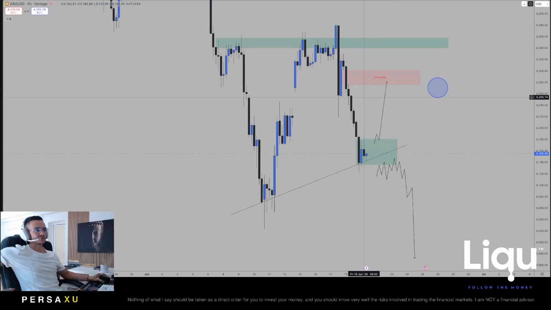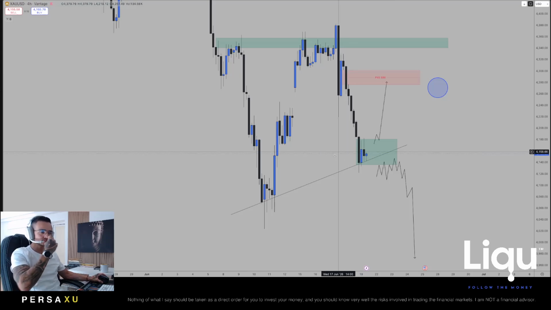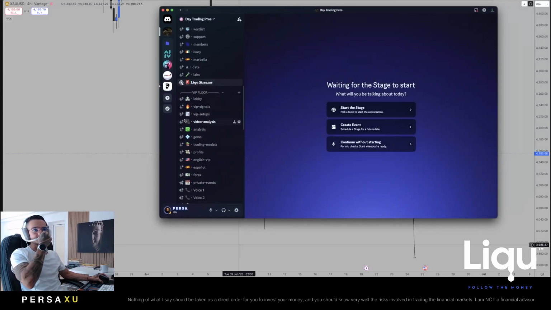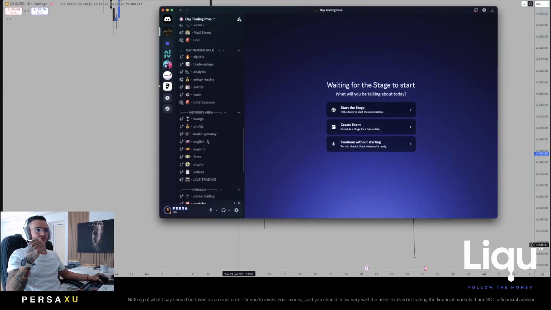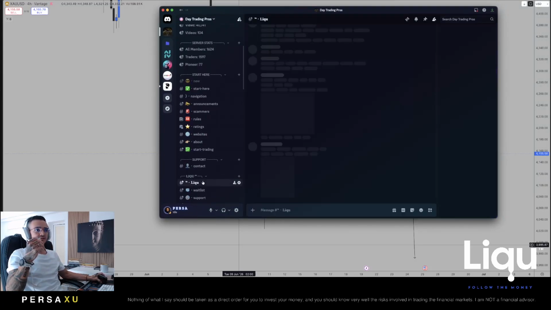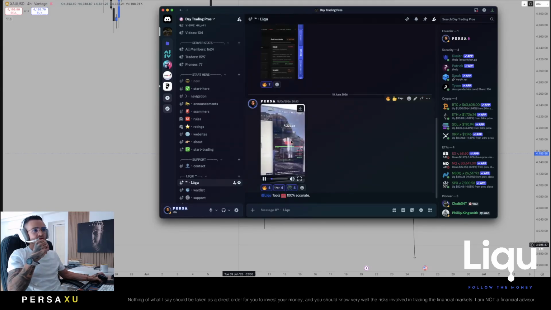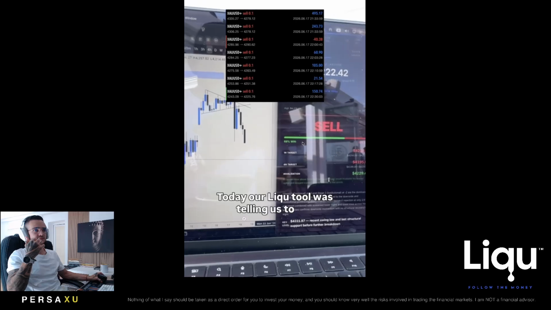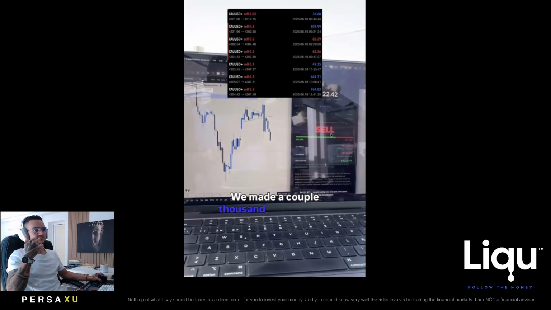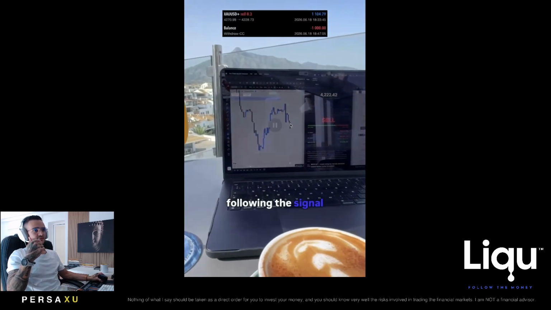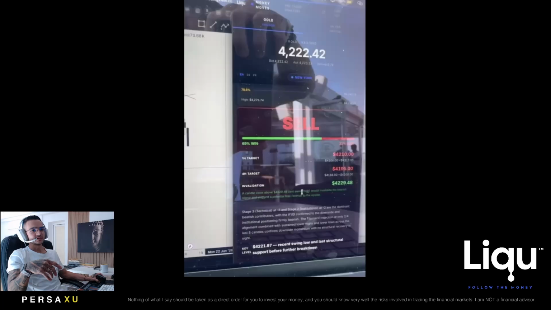Therefore, this is very accurate. And the tool, as I was saying, was giving a sell all this time. And the 4-hour target, I'm actually going to pull up the screenshot, because I shared it with you all over here in our LIQU chats. This was the signal. Today our LIQU tool was telling us to sell. Right, we were there. Made a couple thousand just by following the signal.